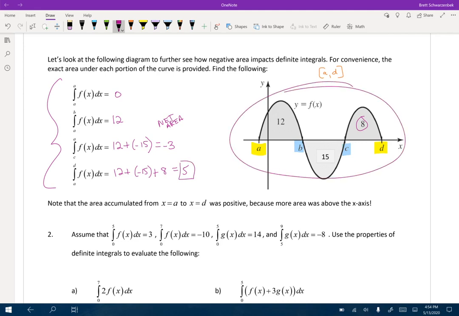So very straightforward, very simple for most students to understand. But again, I want to point out that when they write the area, there's no such thing as negative area. But conceptually, it is a negative impact or contribution to the net area. So we have to include that when we're doing it.